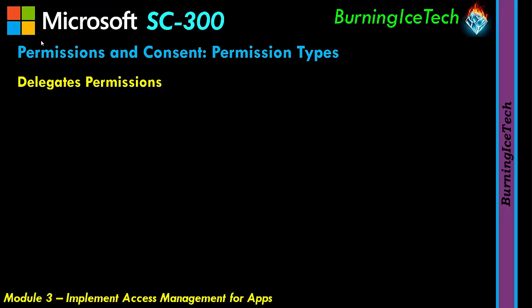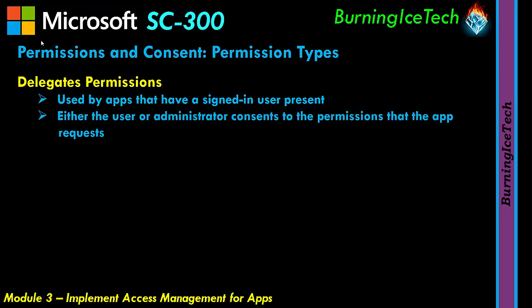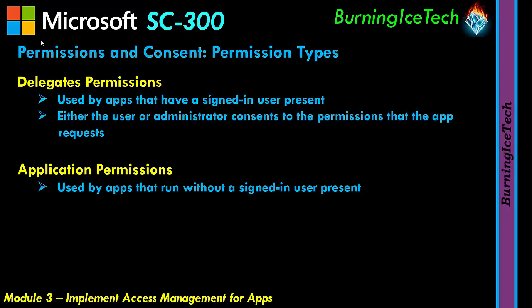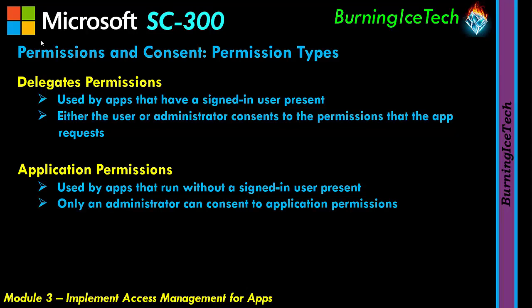With regards to delegated permissions, these are used by apps that have a signed-in user present, and either the user or an administrator consents to the permissions that the app requests. The other type of permission you get is application permissions. These are used by apps that run without a signed-in user present, and only an administrator can consent to application permissions. So this is just something to keep in mind.